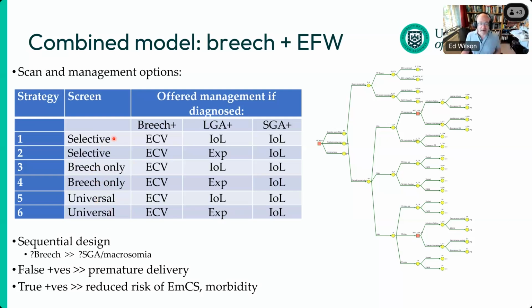On top of that, we had 3 different screening strategies. We then had a number of management policies. So what do you do once you've diagnosed an anomaly? Well, actually, there was very little uncertainty as to what you do.